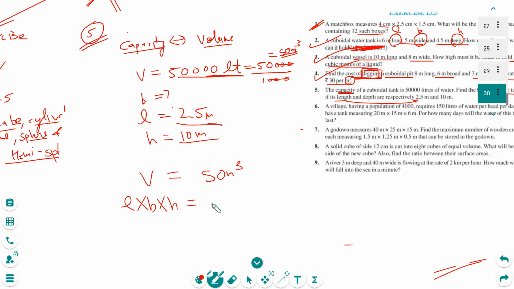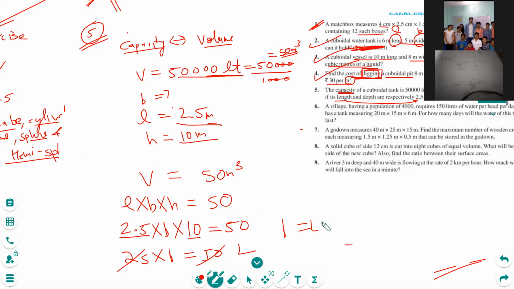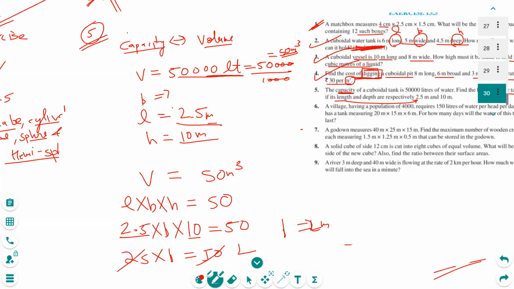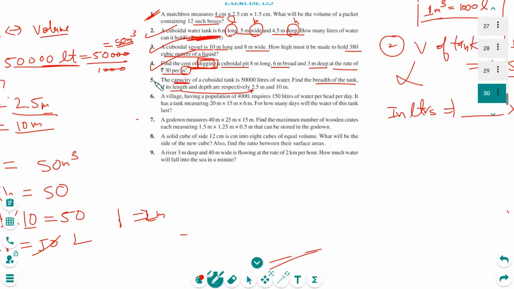Now quickly calculate the value for breadth. Is it 2 meter or something else? Sir, 2 meter. Good. If I multiply this with this, that's 25 actually. Now if I take this here, that is twice actually. So breadth is 2. So that's done. So question number 5 is also done. That's good.